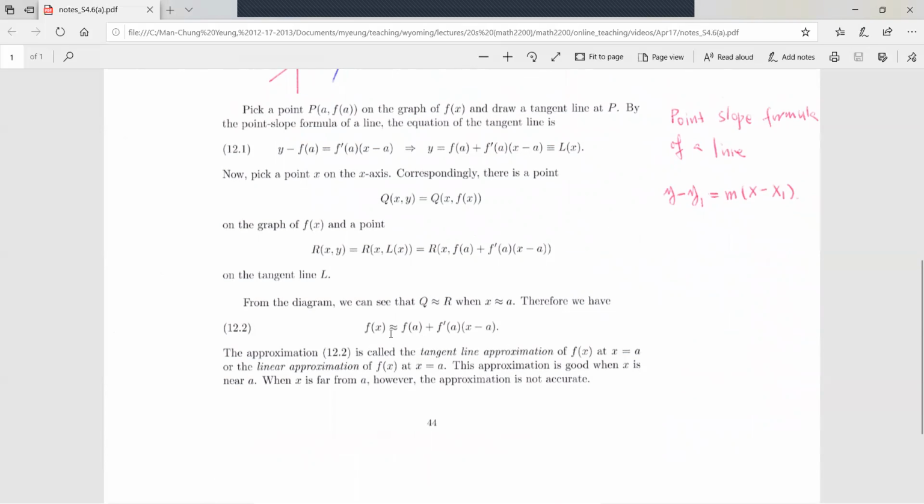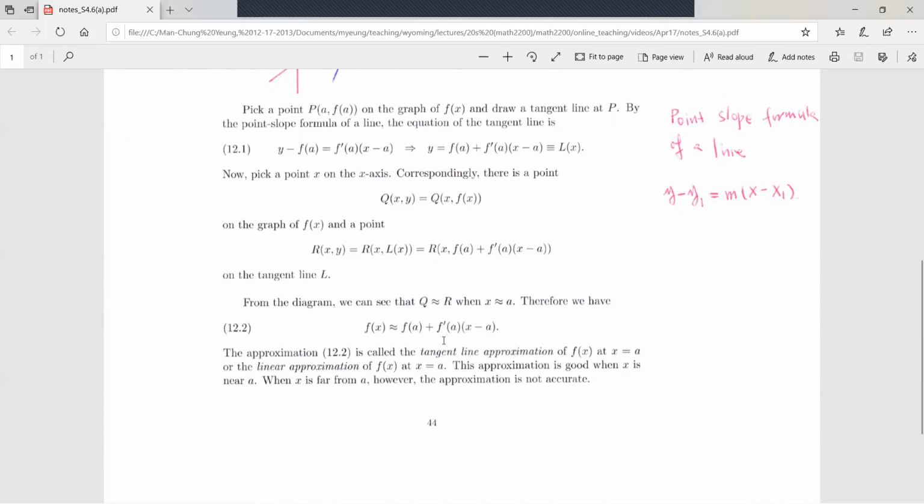In this approximation, the left-hand side is a function, or a curve. The right-hand side is a tangent line. A tangent line is a line. So actually, in this approximation, we are using a line to approximate a curve. The book calls this approximation the tangent line approximation of the curve at the point a, or the linear approximation of the curve at the point a.